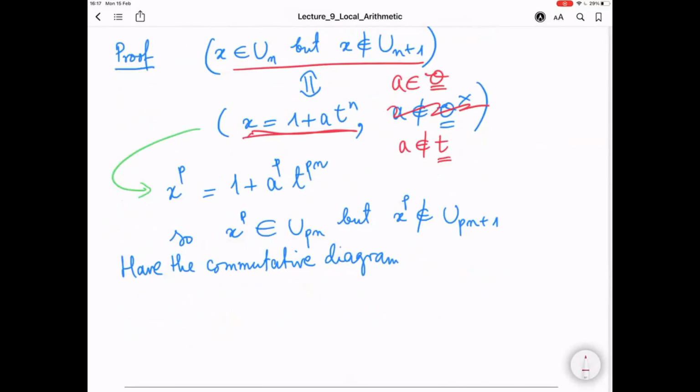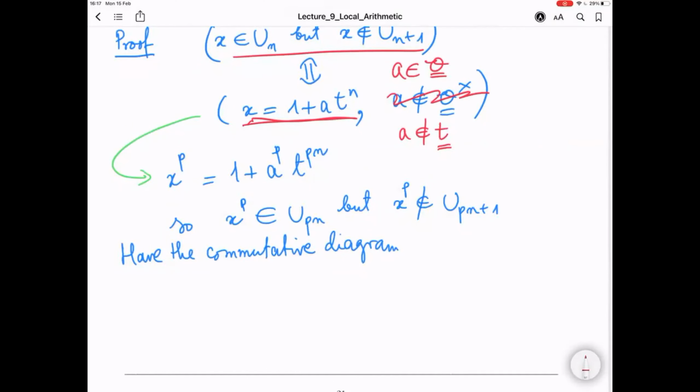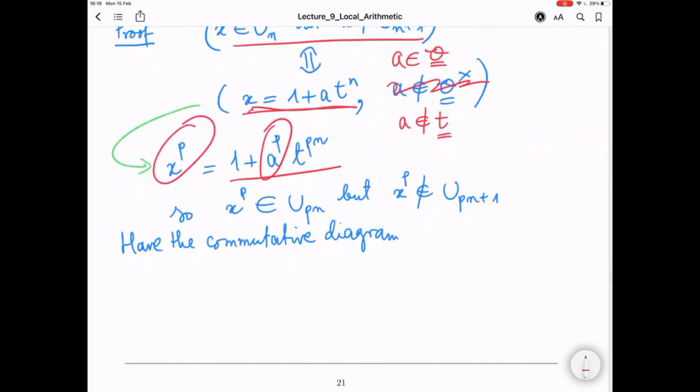So now if I raise 1 plus a t to the pth power, then I'll get 1 plus a to the p, t to the pn. And for the same reason, if a is not in t, then a to the p is not in t either. Here, of course, a not in t could have been written as a in O star.